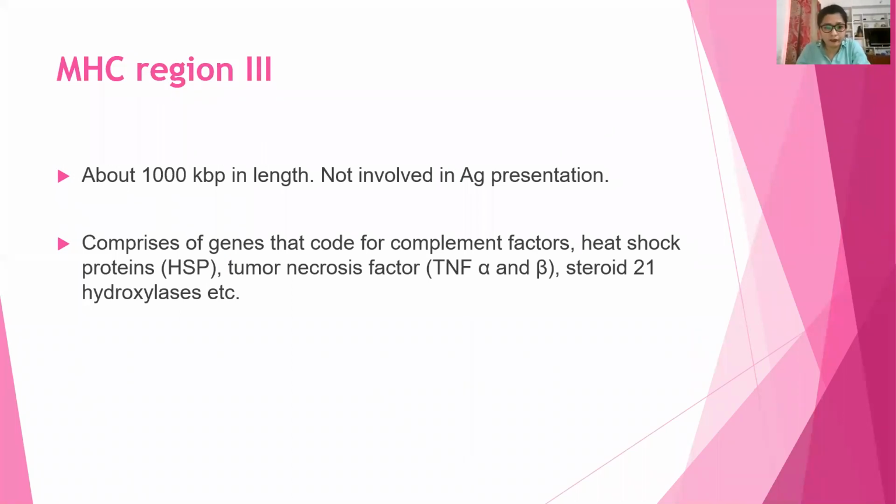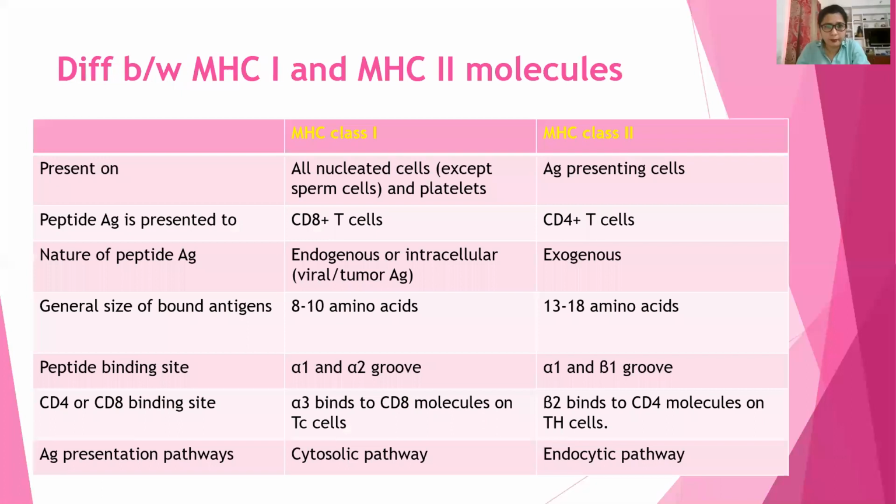steroid 21 hydroxylase, etc. So this table gives us, in a nutshell, the difference between class 1 and class 2. Okay? So first, where they are present: we know class 1 are present in all nucleated cells and class 2 is present in antigen presenting cells. Then the next point is, who do these present the antigen to? So class 1 presents to CD8 positive T cells and class 2 presents to CD4 positive T cells.